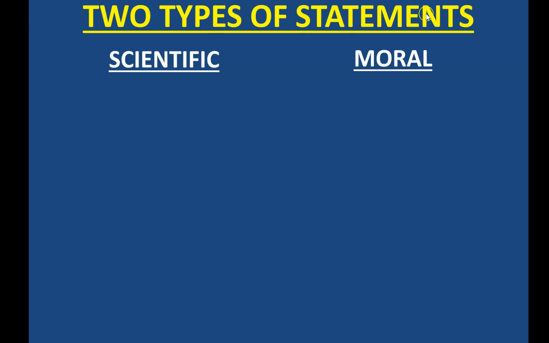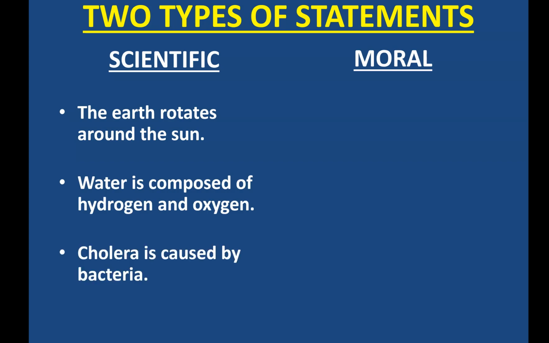So claims are statements. Two types of statements, not the only two types, but two types, are scientific and moral. An example of some scientific statements, real simple ones: The Earth rotates around the sun. Water is composed of hydrogen and oxygen. Cholera is caused by bacteria. All of these statements have a truth value, and their truth value happens to be true for all of them. If I added to this list that it is perfectly safe to drink Drano, that would have a truth value. It just would be false, like real false, everybody.